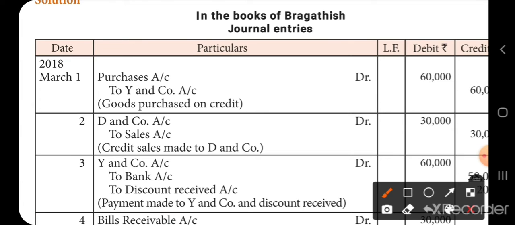Solution. You have to write like this: Purchase account debit to YN company. Amount is 60,000, and you should also write the narration: goods purchased on credit. Narration you can write in your own words.